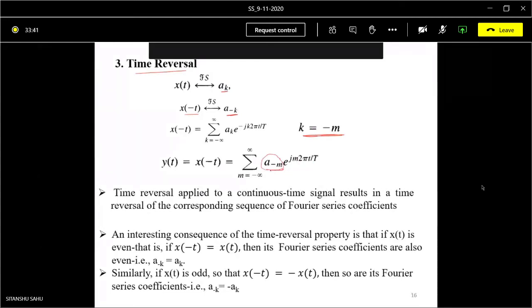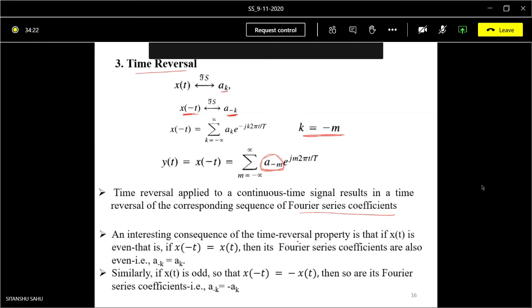So now this is nothing but my Fourier series coefficients. That means if I go on time reversal, the amplitude of each frequency component will be the same, but the frequency will be negative. That means there is a phase shift. So time reversal applied to a continuous time signal results in a time reversal of the corresponding sequence of Fourier series coefficients. So the Fourier series coefficients are also reversed.